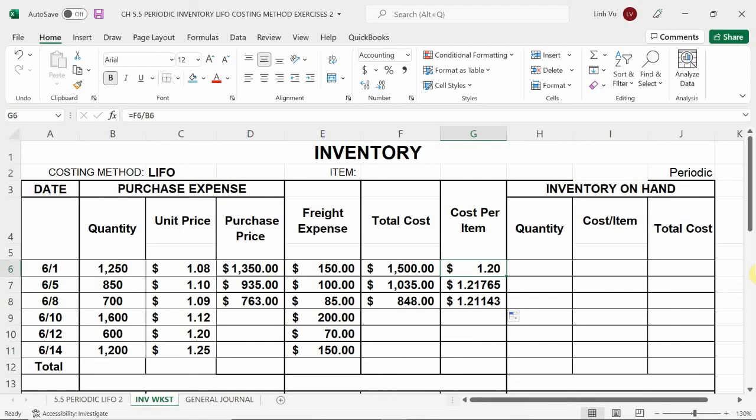Then on June 10, we end up purchasing 1,600 units at $1.12 with a freight of $200. So in this case, my total purchase price is, okay, plus $200. Good. Giving me a cost per item of $1.245. So in this case, I have a split penny going on here.